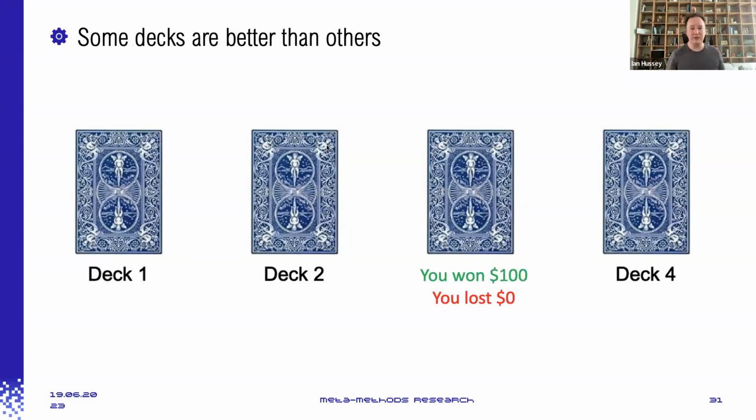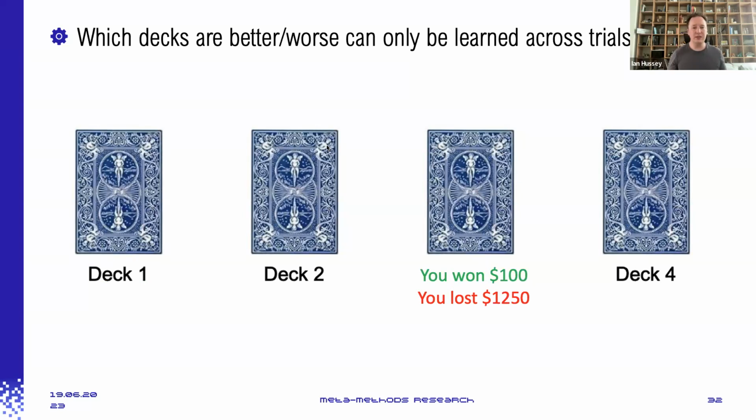Some decks are also different to others. The decks differ in the contingencies programmed into the task, and thereby we provide a way for participants to make decisions under risk. So some decks are particularly risky and some good. Which decks are better and worse can only be learned across trials through selections and switching between decks.